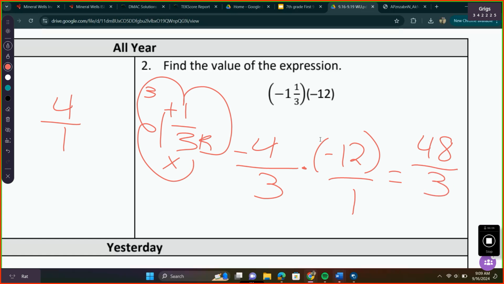What's wrong with that fraction? It's improper. Very improper. I don't like that. How do I take an improper fraction and turn it into a mixed number? What, Emily? Divide, right? 48 divided by 3. Jamie, how many times is 3 going into 4? 1. That's 3. What's my next move, Javi? Bring down the 8. How many times is 3 going into 18?